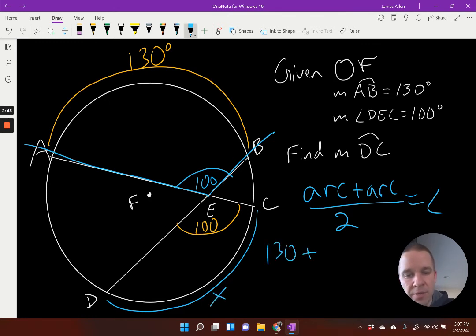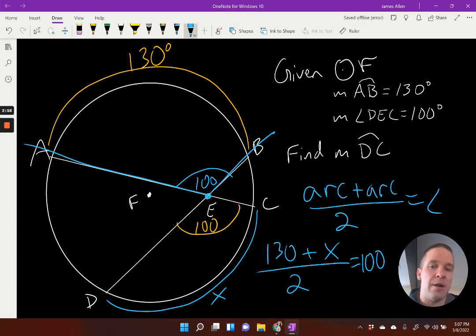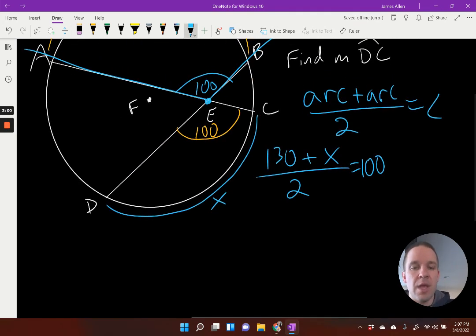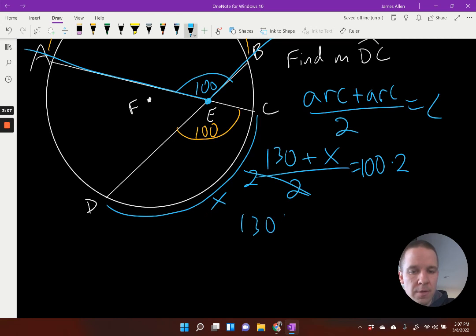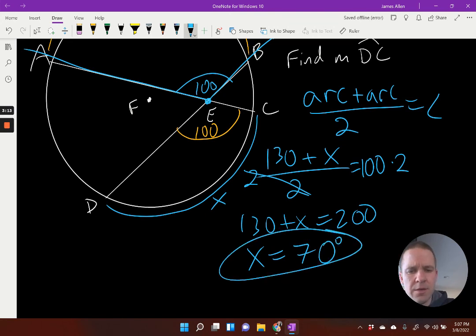All right. Now, I don't know this arc over here, so I'm going to make that X divided by 2, but I do know that should equal 100, which is my in angle. The vertex of that angle is in the circle, so it's an in angle. Now, we're just doing some algebra. I'm going to multiply both sides by 2. So I end up with 130 plus X is equal to 200. Subtract 130, and I get X equals 70 degrees.